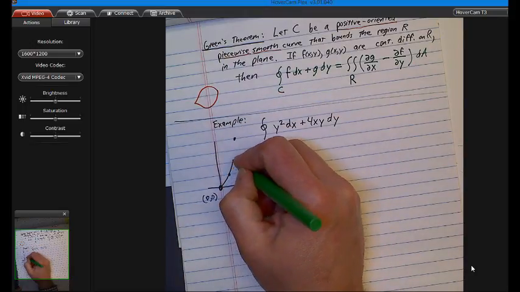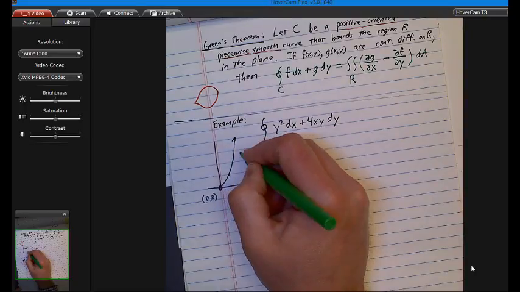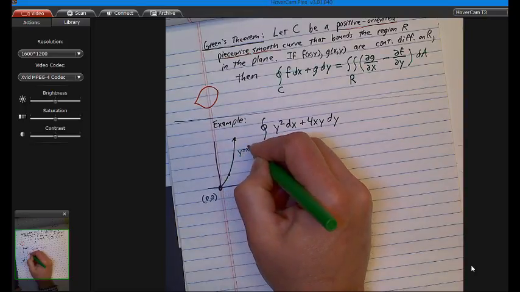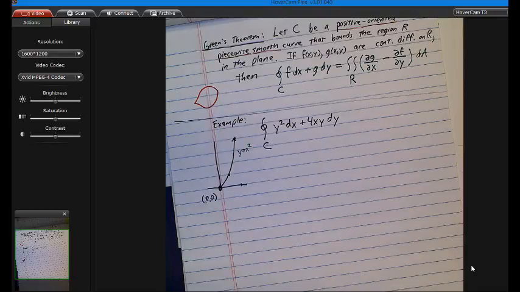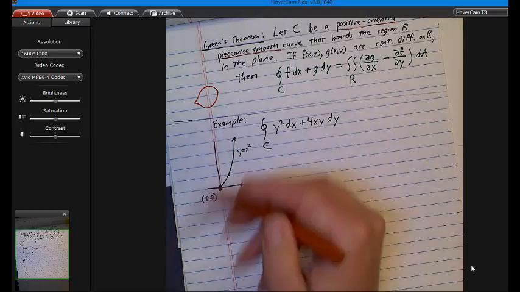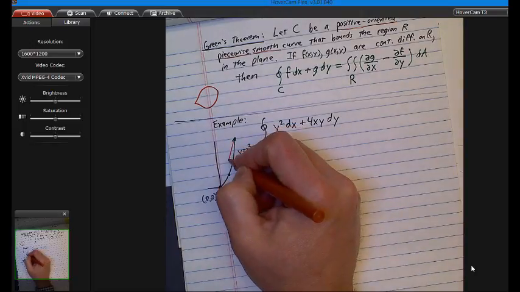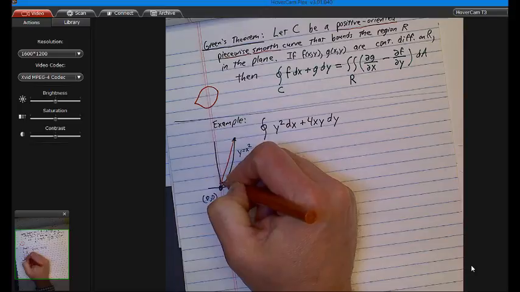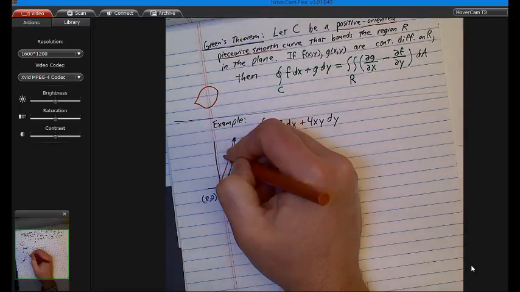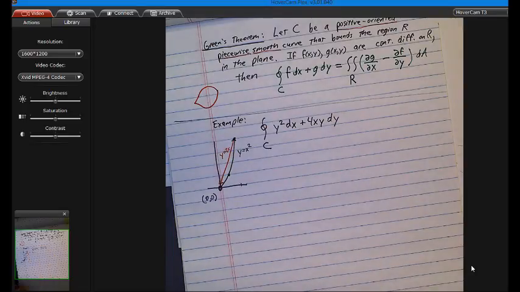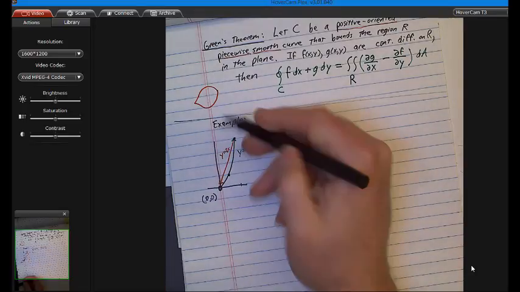So this curve here so far is y equals x squared, which I'm very familiar with. But then I'm going to come back to make it a simple closed curve. I'm going to come back along this brown line, which would be y equals 2x, right? Yeah, because this is 2 comma 4.